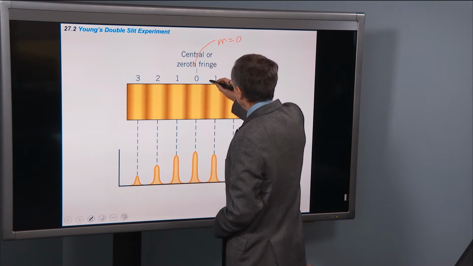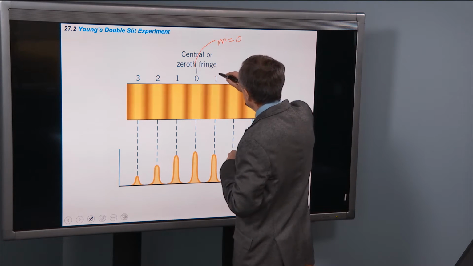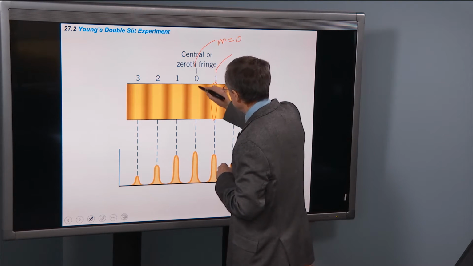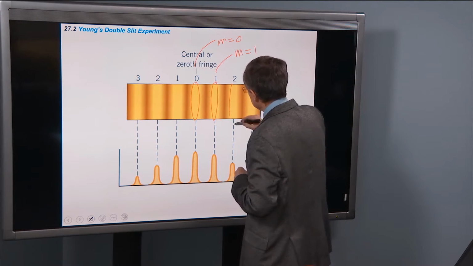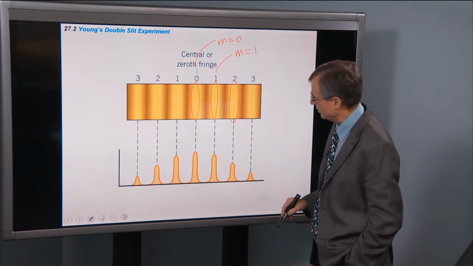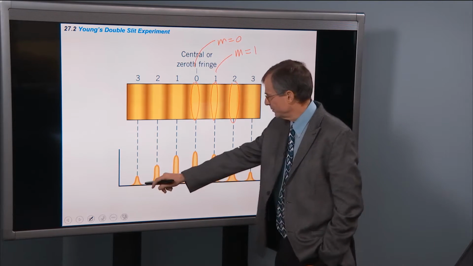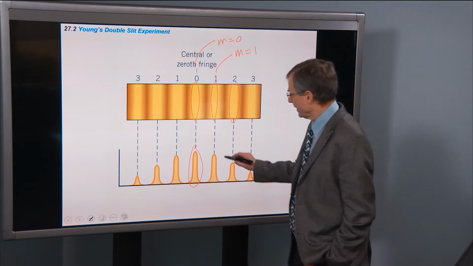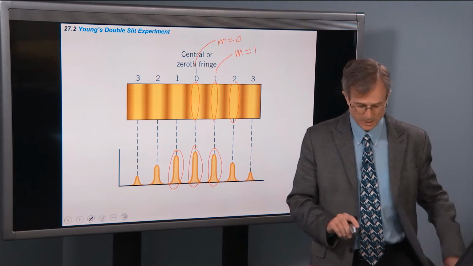Then a dark fringe here. We're looking at the values of m for bright fringes. So this is a bright fringe, bright fringe. This is m equals 1, m equals 2 for these bright fringes, etc. So if we actually plot the brightness of the light as a function of distance along here, you'll see a really bright fringe in the center. The two m equals 1 fringes are a little bit less bright, etc.